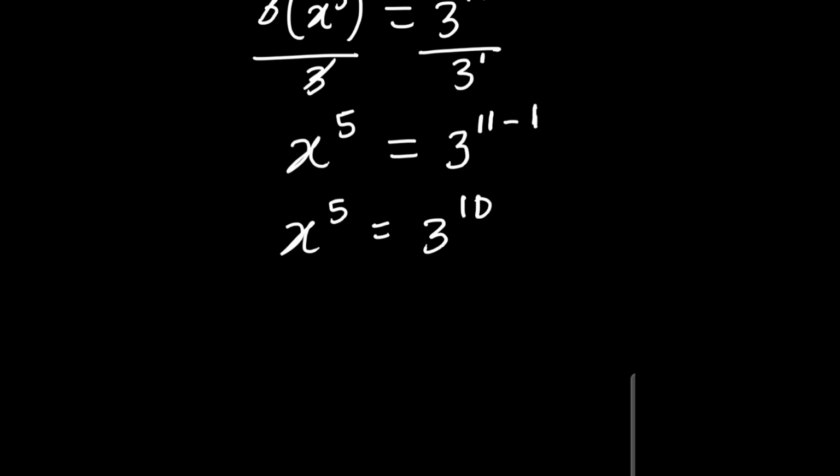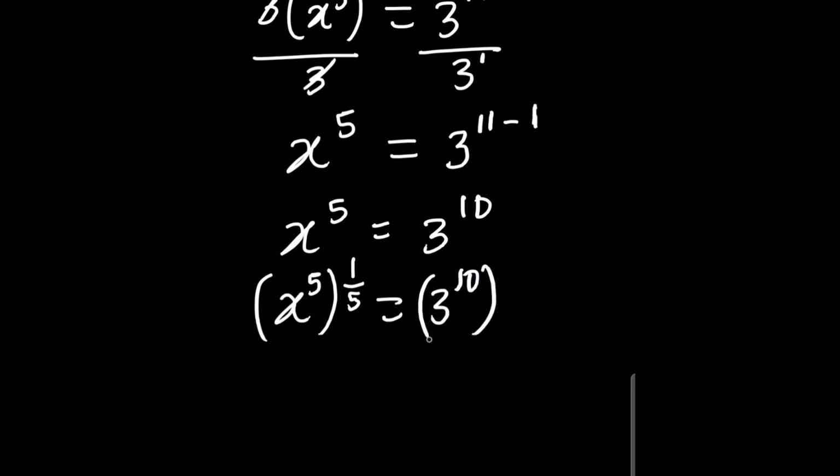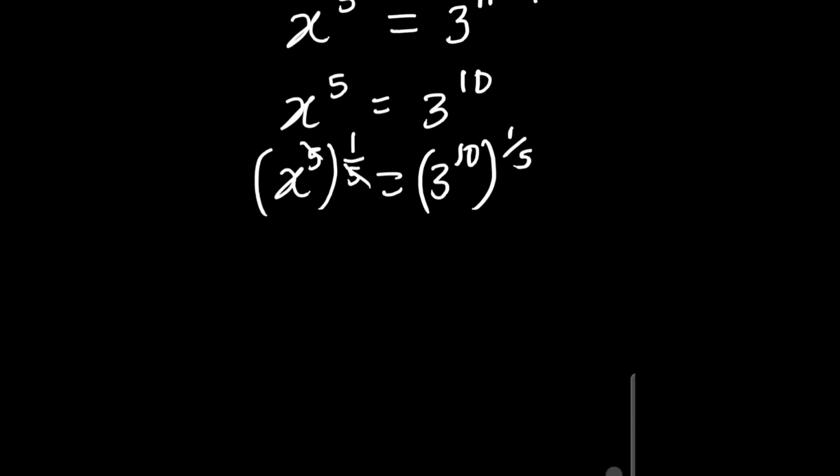To do that, we're going to raise both sides to the power of 1 over 5. So when we do that, we're going to have x raised to the power of 5, all raised to 1 over 5, which is equal to 3 raised to the power of 10 raised to the power of 1 over 5. So this 5 can cancel this 5. Then on the left hand side we are left with only x. x to power 1 is the same as x, which is going to be equal to 3.